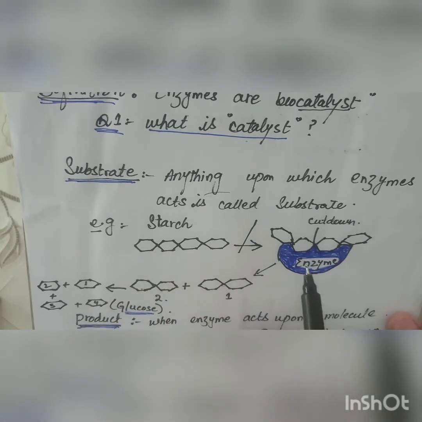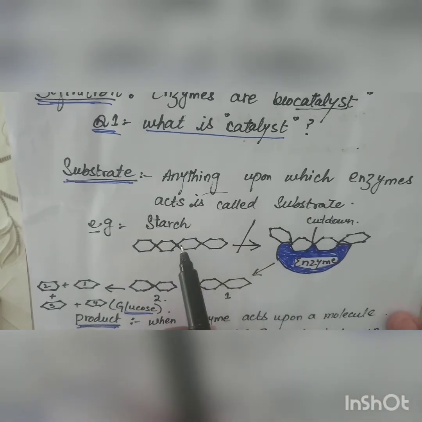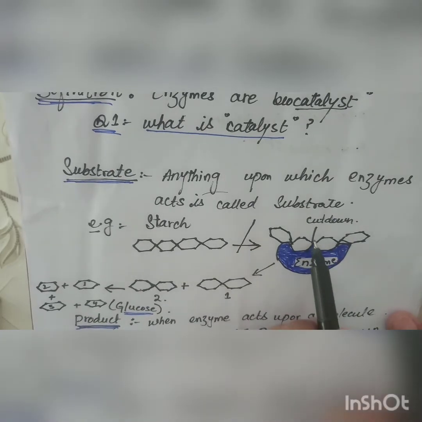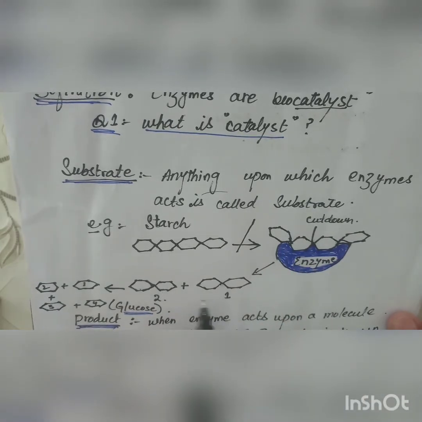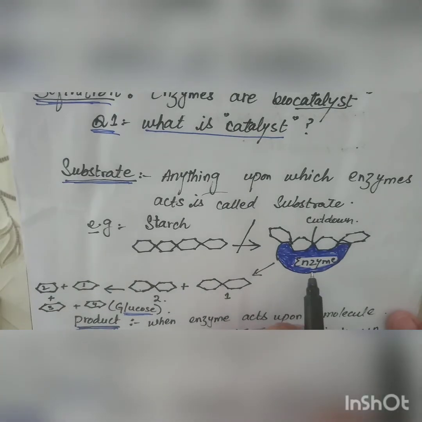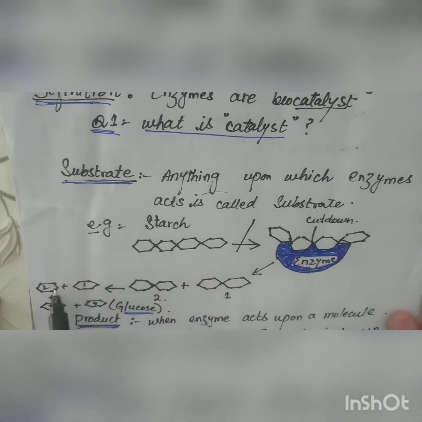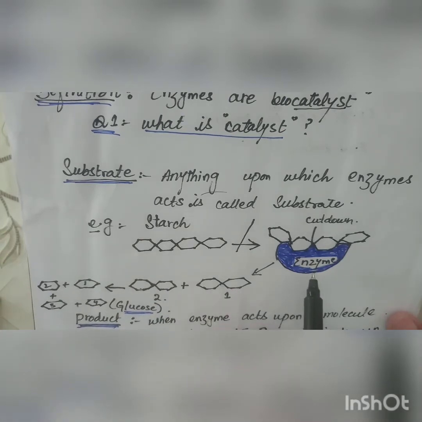Starch. Here is an enzyme which works on it and breaks it into two pieces, 1 and 2. Again the enzyme will work and break it into 4 pieces of glucose. So the substrate is starch, upon which the enzymes work.